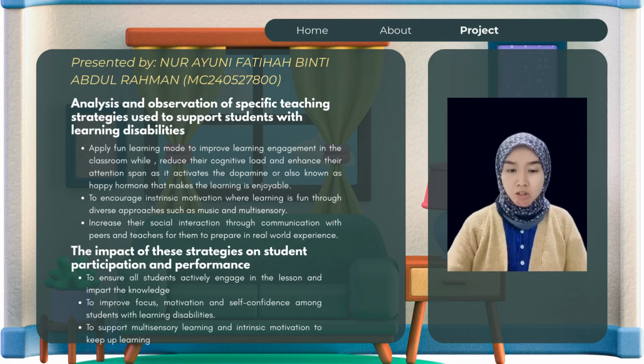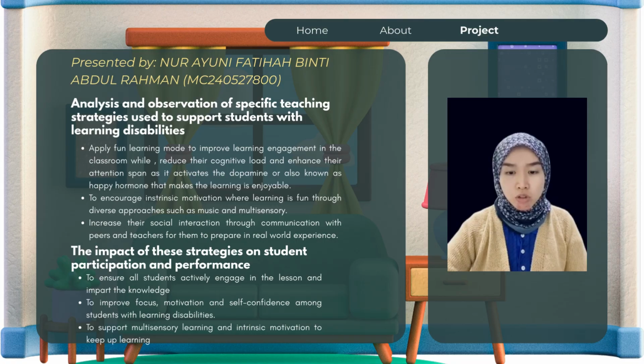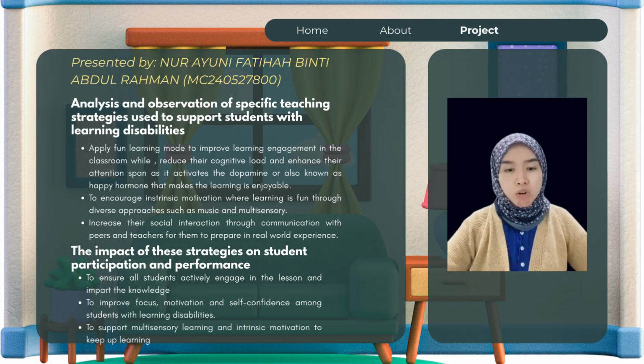Because as we know, using songs can activate the students' limbic system, which releases dopamine, the happy hormone, that can boost their intrinsic motivation to keep learning because they feel learning is fun. Using fun learning mode can reduce their cognitive overload or pressure during learning, because some of them are struggling to adapt to or understand new knowledge.